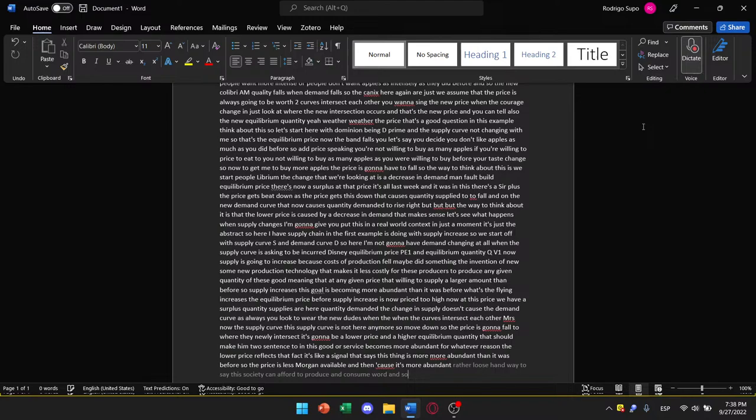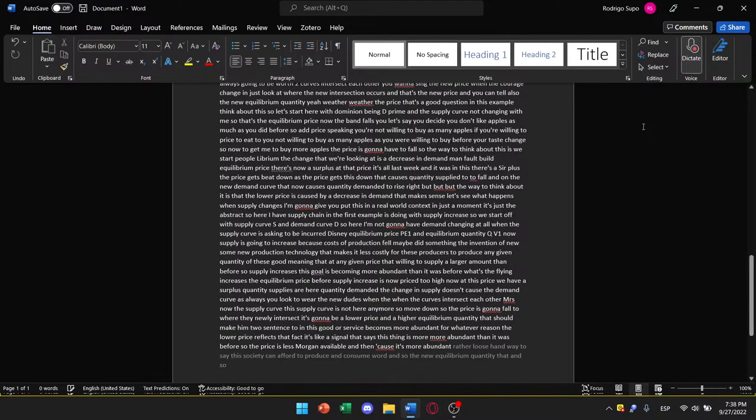And so the new equilibrium quantity that's bought and sold is going to be higher after the supply increases than it was before supply increased. The increase in supply, the rightward shift of the supply curve, causes the two curves to intersect at a lower price. So the new equilibrium price is lower than before, and the new equilibrium quantity is higher than before.